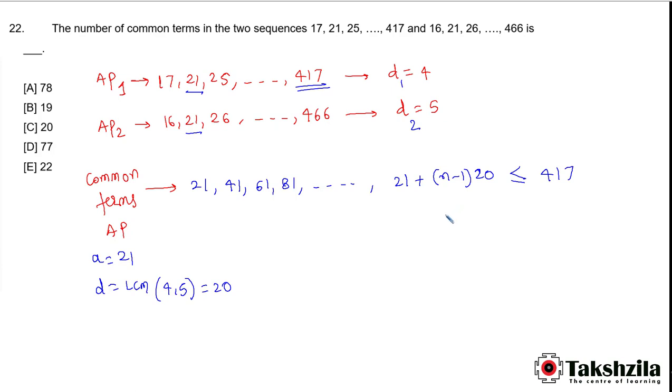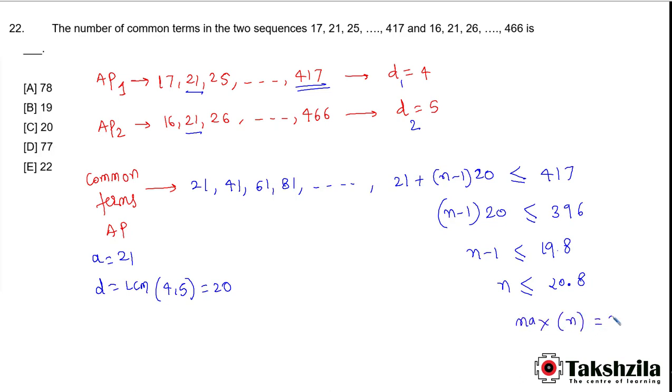So let's solve this inequality. This is going to be n minus 1 into 20 less than or equal to, the subtraction is 396. So n minus 1 is less than or equal to 19.8. So n should be less than or equal to 20.8. So the maximum value that n can take over here is 20, because n has to be a natural number. So there are going to be 20 common terms in between these two series.